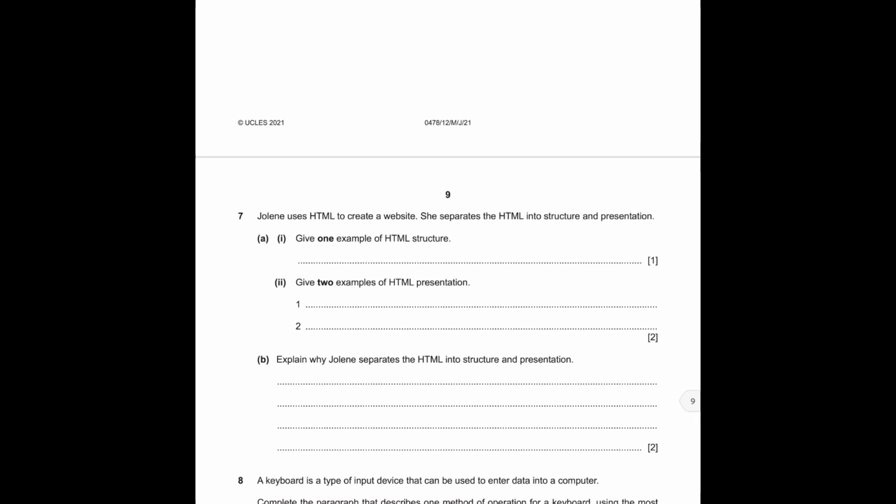Julian uses HTML to create a website. Give one example of HTML structure. Mainly it's line breaks. The other one asks to give two examples of HTML presentation. An example of HTML presentation is font color, and you can also say font style. Explain why Julian separates HTML into structure and presentation. It's easy to change, as well as easy to add new content. These are 2 points that you can write.